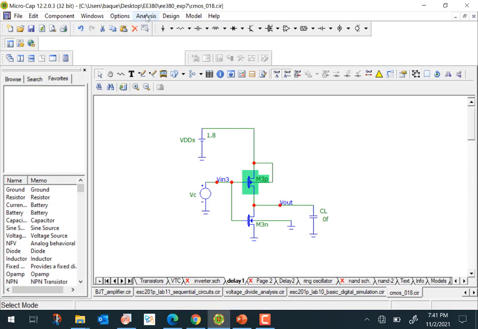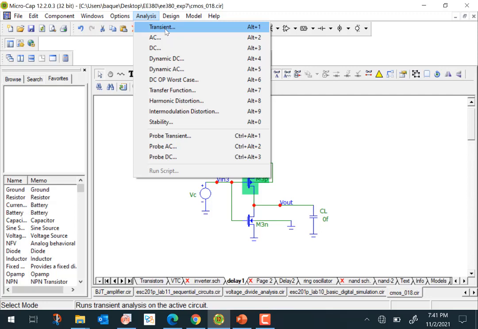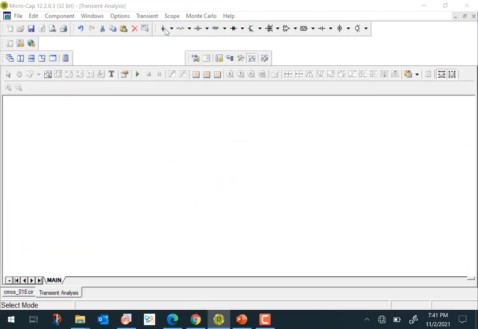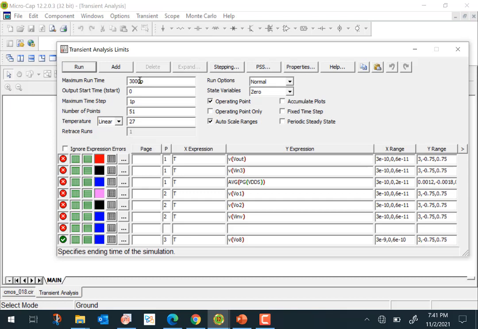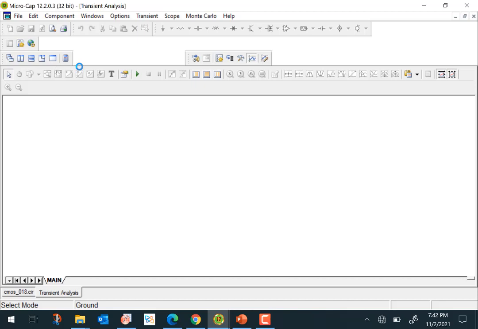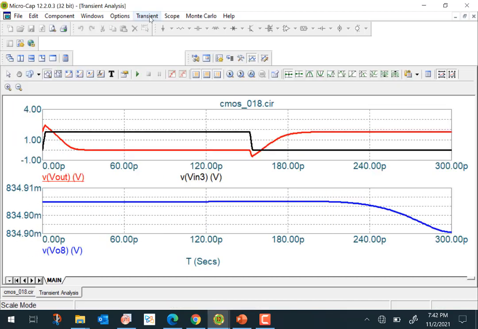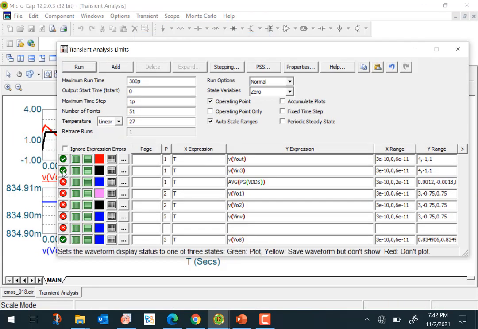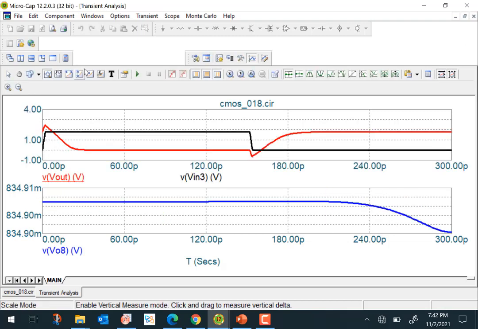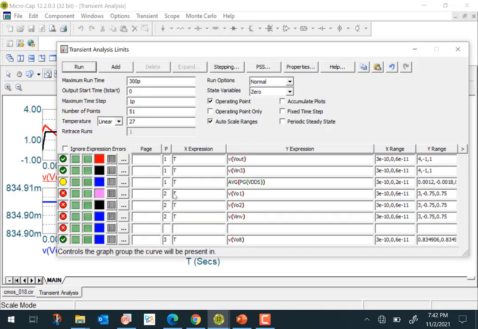Anyway, let's run the simulation. Let's do a transient simulation, and let's run it for 300 picosecond. We are going to look at V out and V in 3. We'll look at the other one a little later. Something else is enabled, so let's get rid of that for a moment.